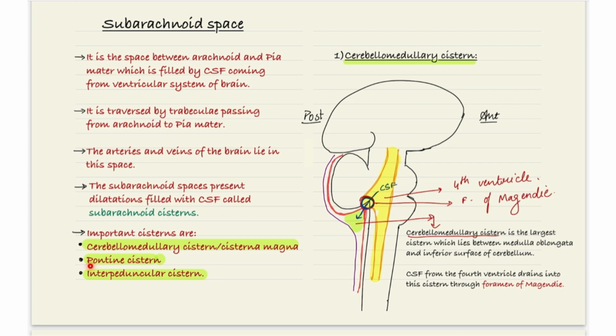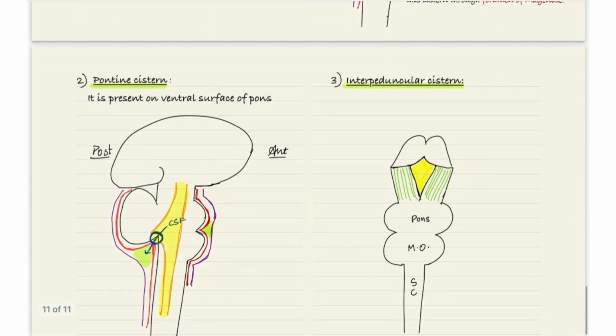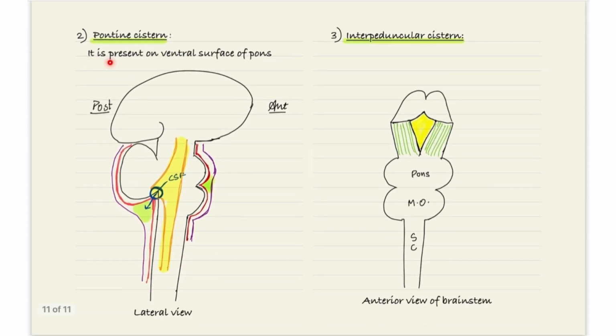Second one is the pontine cistern. It is present on the ventral surface of the pons. So this is the pons, this is the ventral surface. So here this is the pontine cistern. This was the cisterna magna. Third is the interpeduncular cistern.